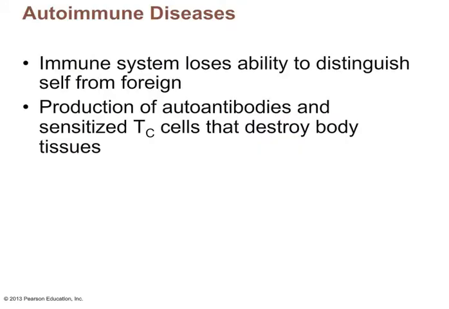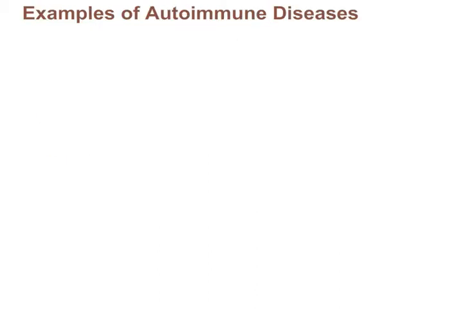We're going to wrap up this lecture talking about some immune diseases, and the first of these are our autoimmune diseases. Remember the term auto means self, so these are literally self-immune diseases where our body's immune system is attacking our own tissues. And it occurs because the immune system loses the ability to distinguish between foreign tissues and self tissues. So as a result, we start to produce autoantibodies and cytotoxic T cells that destroy our own body tissues. So now we're going to go through a few examples of autoimmune diseases.